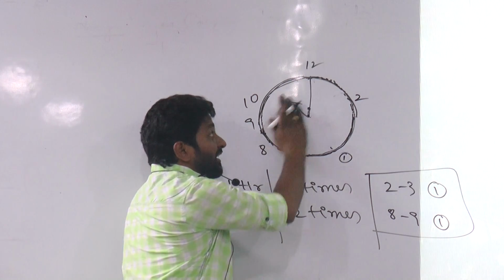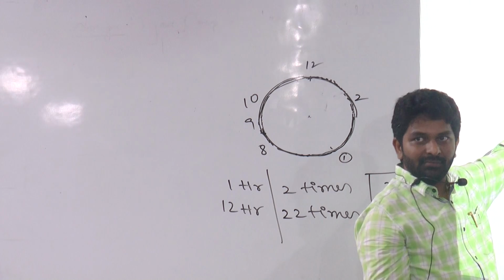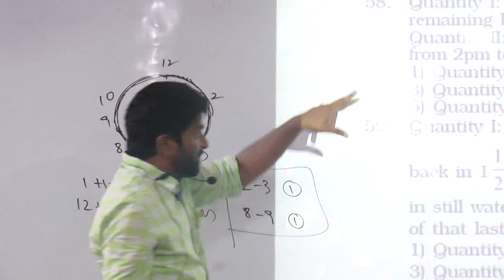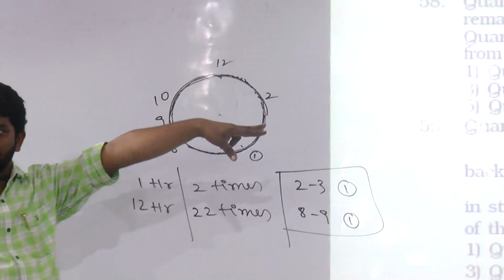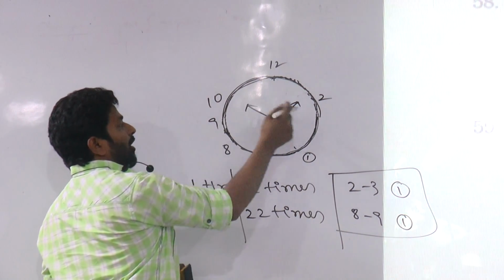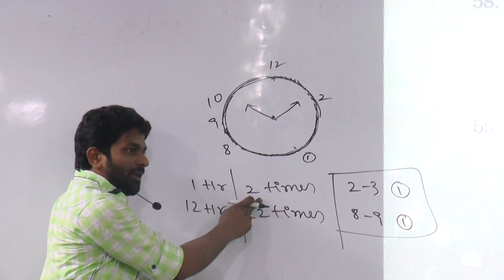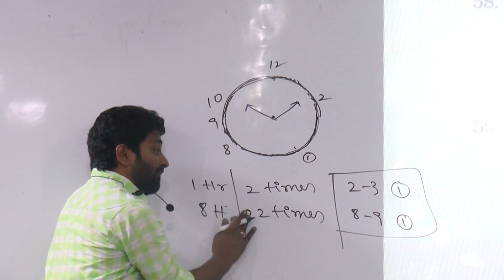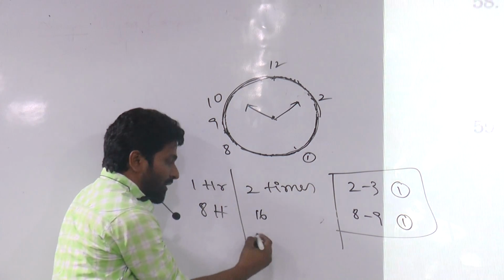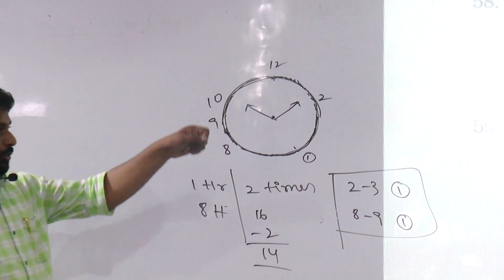And 2 to 3 is given in our time. 2 to 3 is counted here. 8 to 9 is also counted here. So those 2 times missing comes in our case only, right? So if it is 2 o'clock and then 10 o'clock, how many hours gap we have? 8 hours. In 1 hour it will form 2 times. In 8 hours it will form 16 times. But the 2 times missing case comes under our case only. So you need to subtract 2, answer 14. So quantity 2 is also 14.